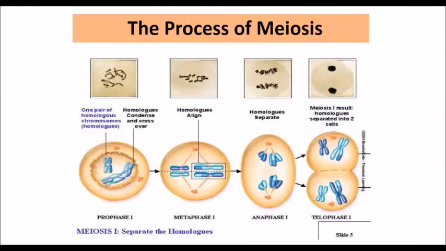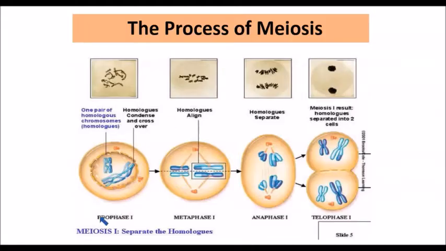Okay, let's go on to look at the process of meiosis. Now, meiosis tends to be the one that could be a little tricky and a little more challenging. So the first thing you need to understand about meiosis is that there are two rounds of cell division, unlike mitosis, which only has one round.